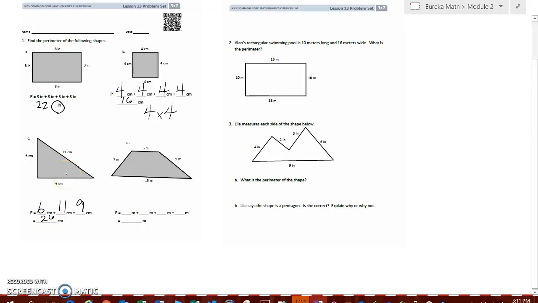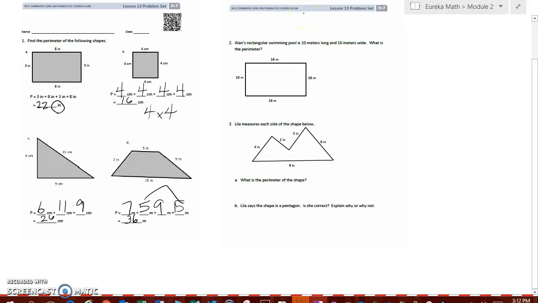Okay, one more on the front side, and then we'll flip to the back, and you can get on to your homework. All right, this figure has 4 sides, but this is a trapezoid, because it has one set of parallel sides. So we can start adding those up. We can take the 7 plus the 5 plus the 9 plus the 15. And again, here's a 20. 15 and 5 is 20, plus 9 is 29. Plus 7 gives us 36 meters. Just adding it all up. All right, so flip to the back.